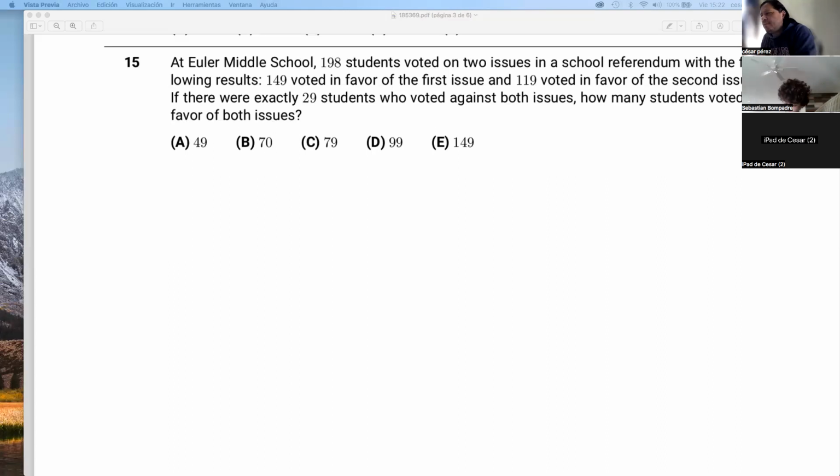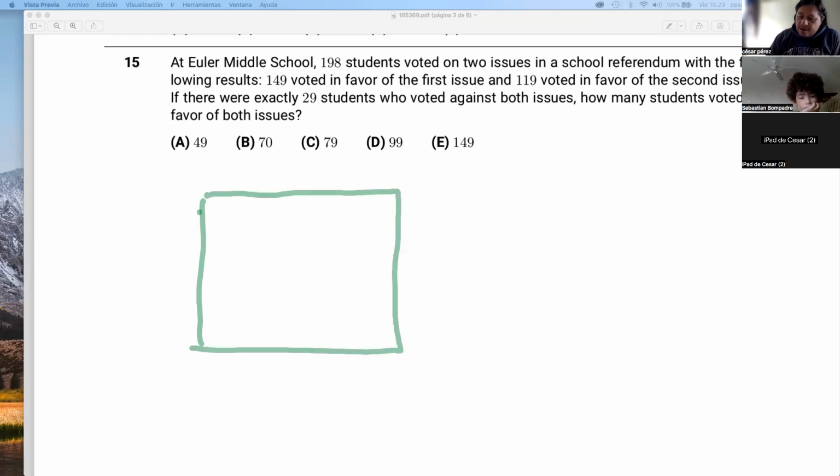Do you understand the problem? You have ideas for solving this? No? Okay. We need to write something to give some order to your ideas. Okay. They are going to vote for two issues. Issue number 1, issue number 2.